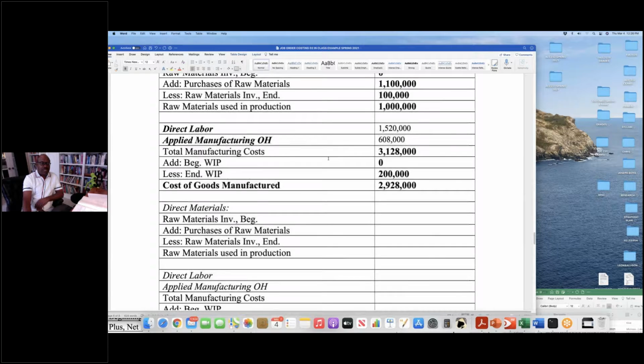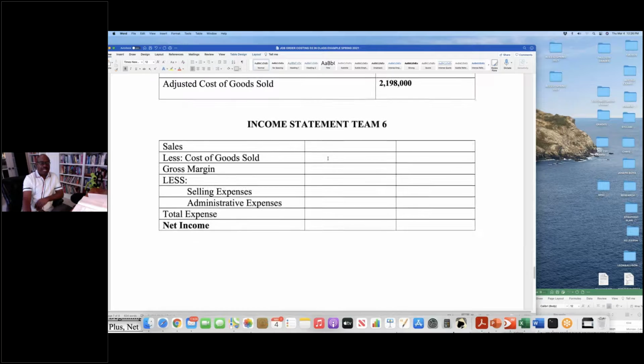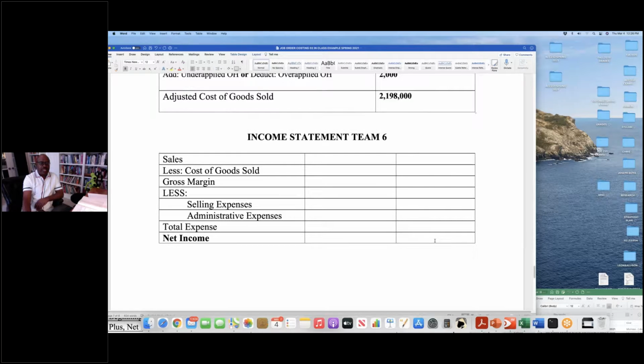And I'll let y'all do the income statement. I'm assuming y'all can knock out a little income statement. What was the net income though? Just give me the final number. 1,698,000. 1,698,000.